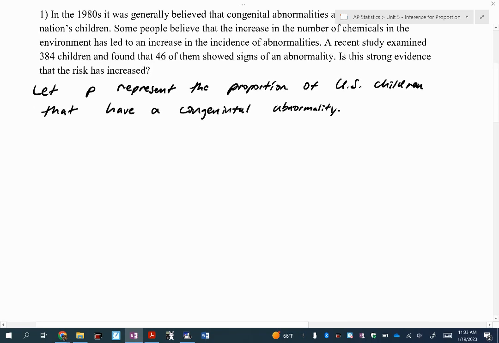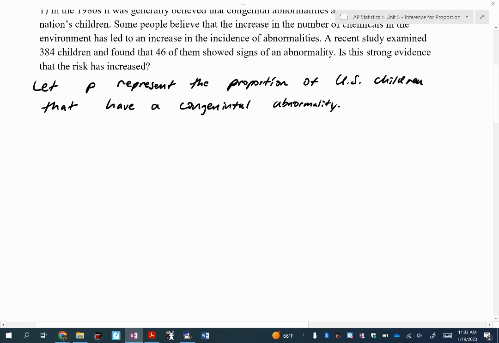Okay. Now, hypotheses are next. What are we assuming right now to be the best idea for the rate of children in the United States that have a congenital abnormality? 5%. So I'm going to put P equals 0.05. Right? What are we trying to prove for the alternative? That it has increased.